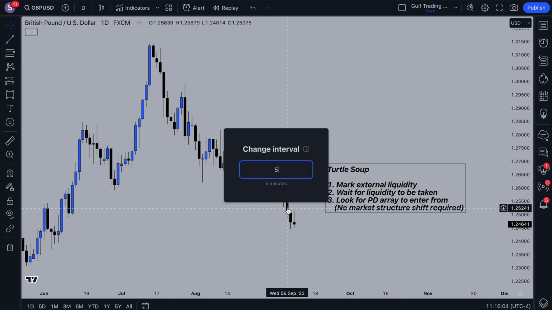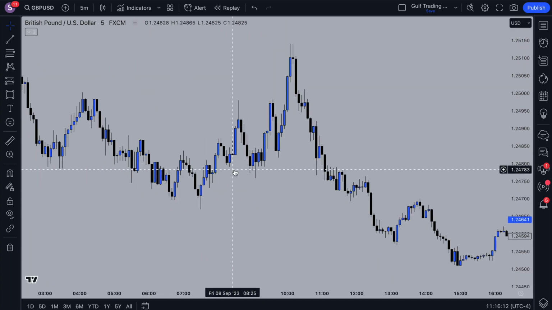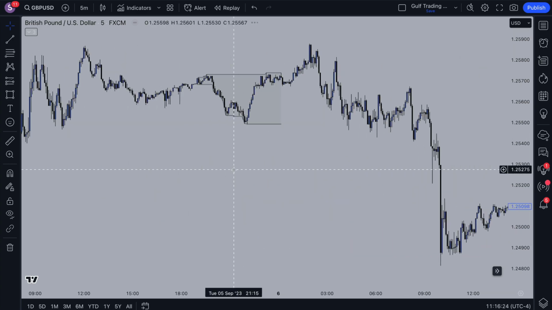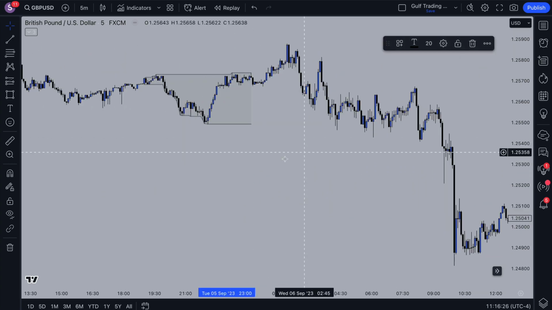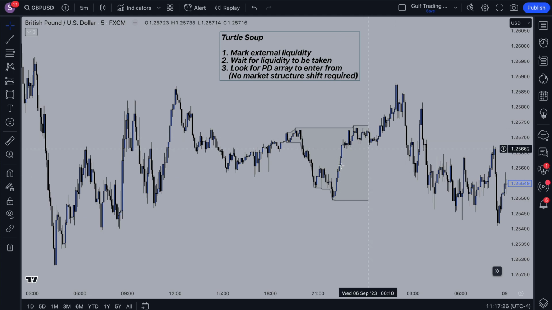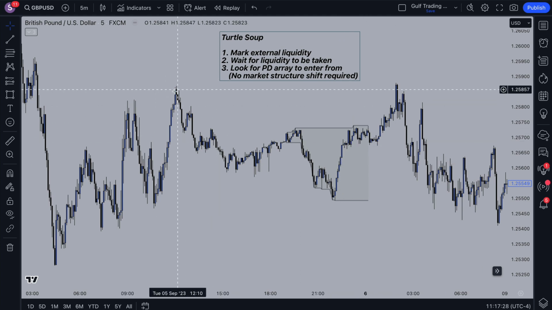So if we go down to the 5-minute then, what you will see is if I go back to the first trade that I wanted to show you, which is on Wednesday, if we just bring up our rules again, what you're looking to do is first of all mark up any external liquidity. So after the Asian session done at midnight Eastern Standard Time, you can look back and see if there's any external liquidity that you can mark up. And this high here looks like a very good place to target.